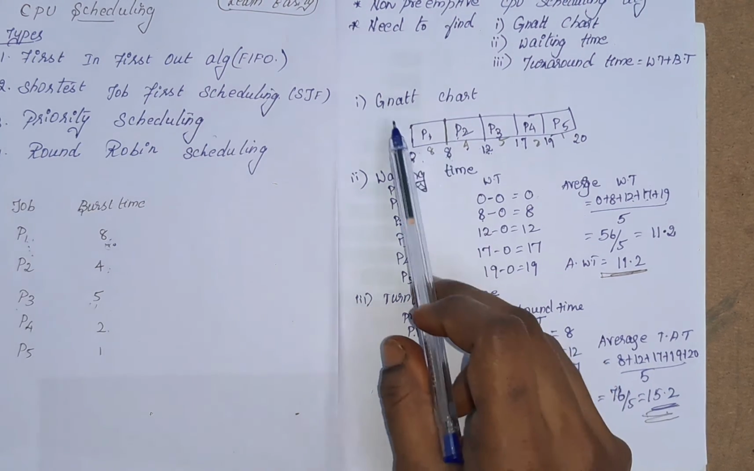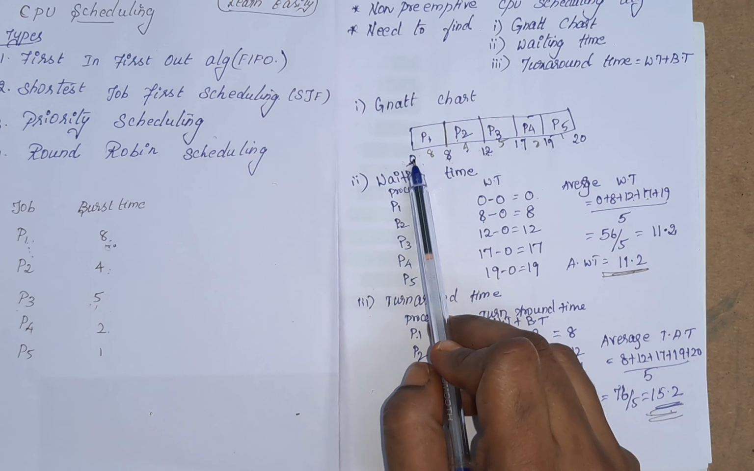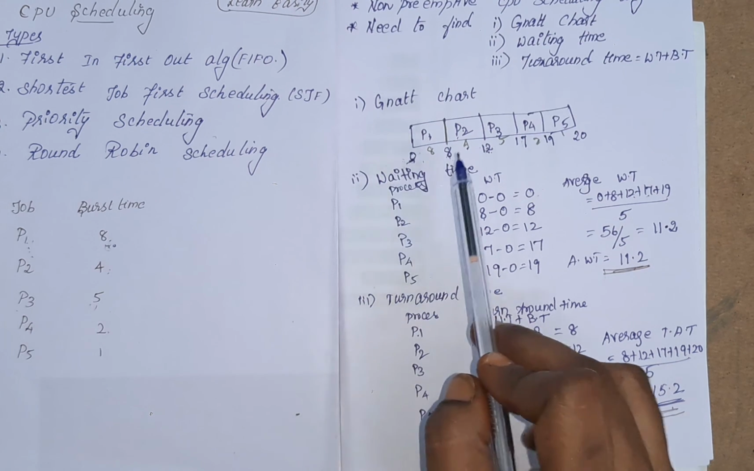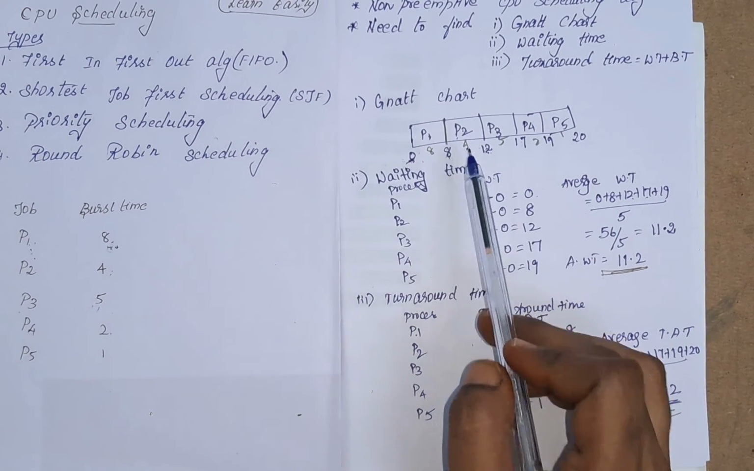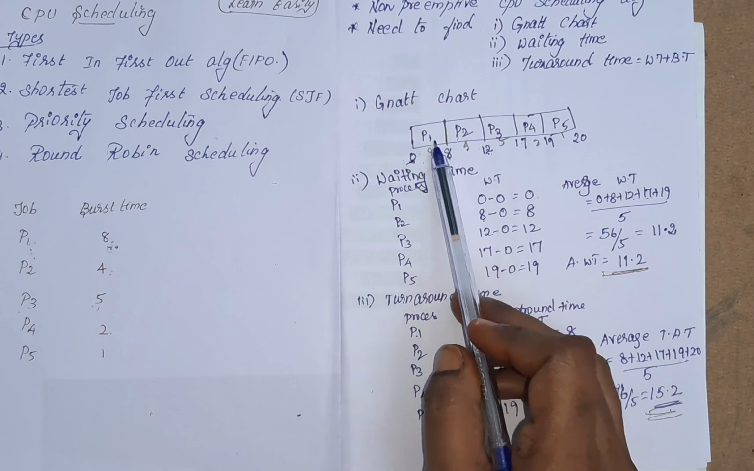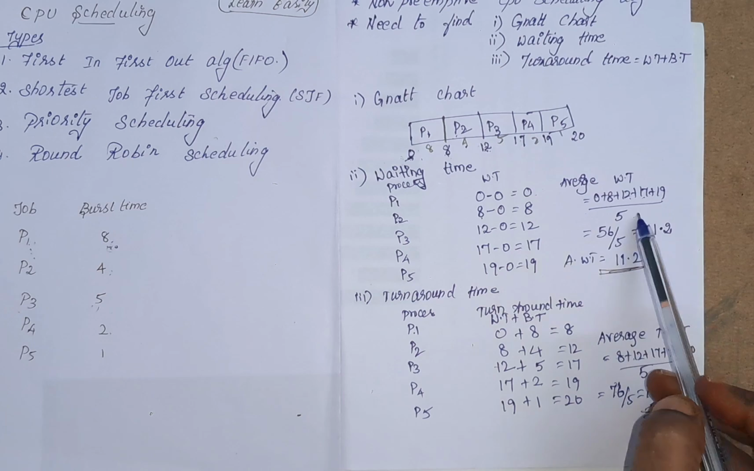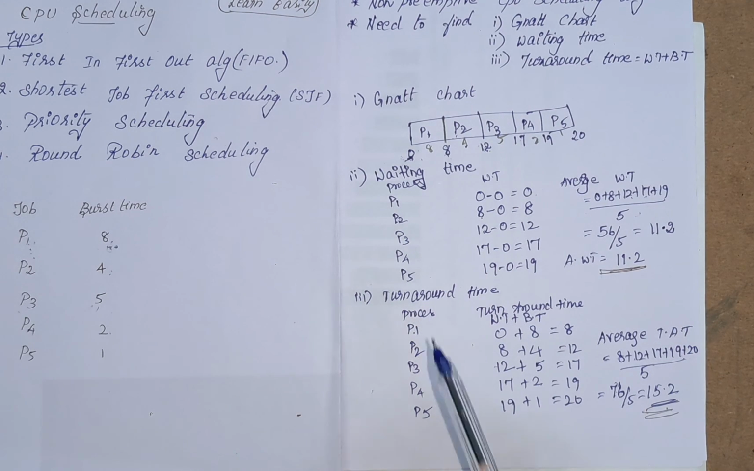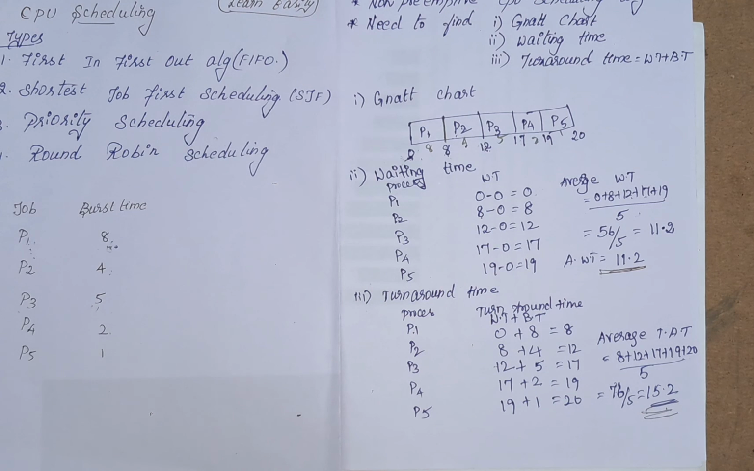The first and main thing is that the Gantt chart has to be found. If there is any initial waiting time given, it has to be specified. If not, we start with 0 and keep going by adding each burst time. Next, we have to find the waiting time, how long the process waits before going to the execution stage, and find the average waiting time. Turnaround time is simply waiting time plus burst time, and we find the average turnaround time.